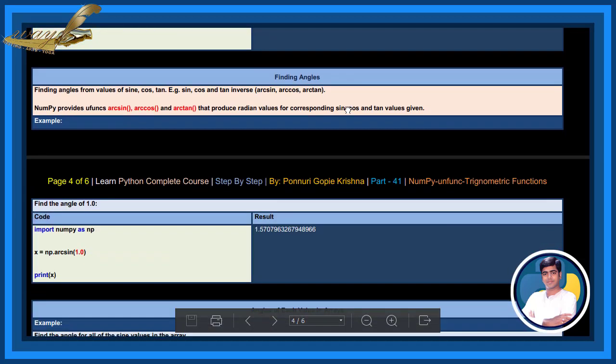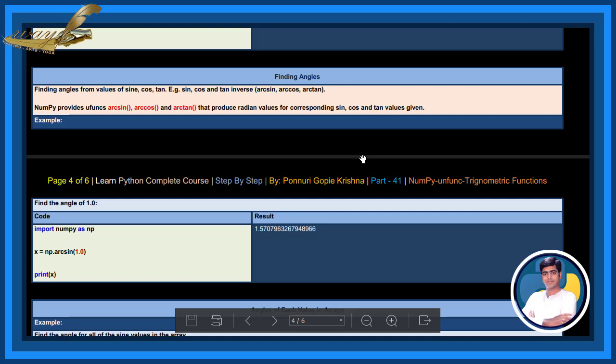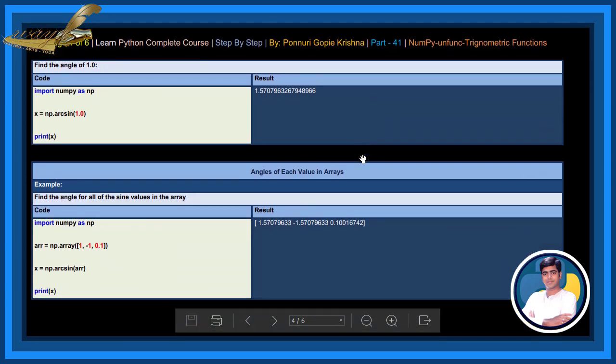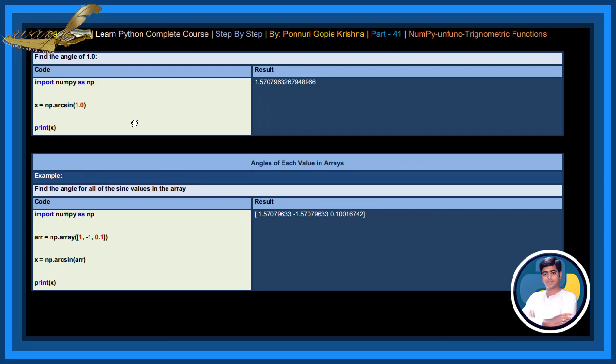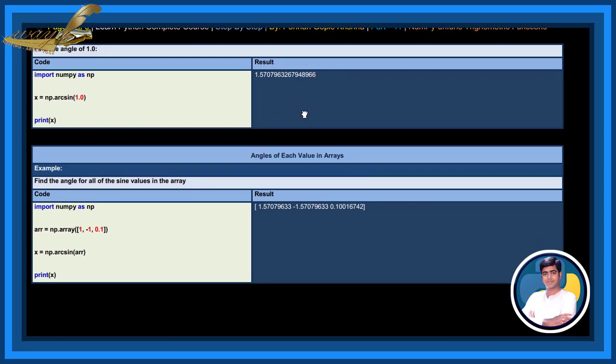Finding angles. Finding angles from values of sin, cos, tan. Example: sin, cos and tan inverse, arc sin, arc cos, arc tan. NumPy provides ufuncs arc sin, arc cos and arc tan that produce radian values for corresponding sin, cos and tan values given. See the result: find the angle of 1.0 arc sin. By using the arc sin method, the result returns this.